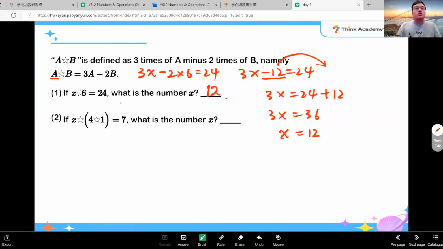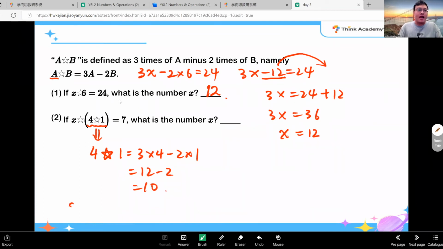Okay, so question number 2. Let's just try to find what is this 4 star 1 in the bracket first. So as for this one, 4 star 1 equals to 3 times by 4, and then take away 2 times 1. And that should be 12, take away 2, you got 10. Okay. And the question should change into x star 10 equals to 7.